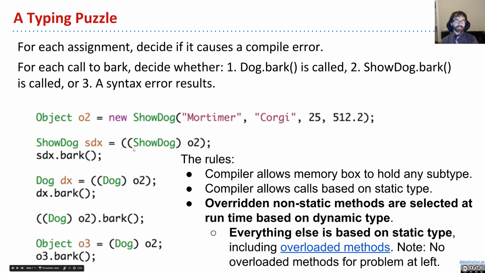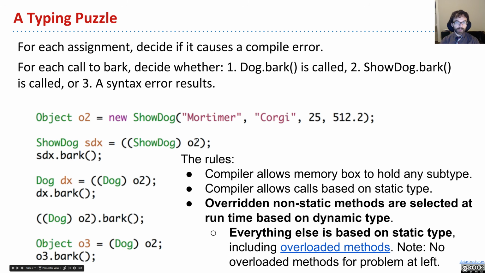Okay, let's go through each line of code here. So first we start with this top line. We say new ShowDog, Mortimer, Corgi, some parameters. And this produces a ShowDog. And so the question is, can we put a ShowDog in an Object memory box? So here's the box. It can point at anything that's an Object. So we ask ourselves the question, is a ShowDog an Object? Yes, a ShowDog is an Object, so this is allowed.